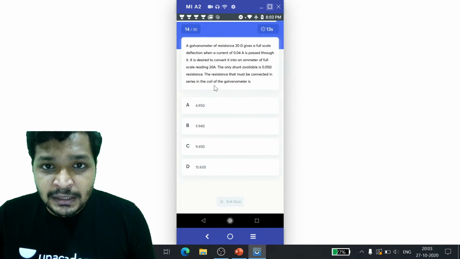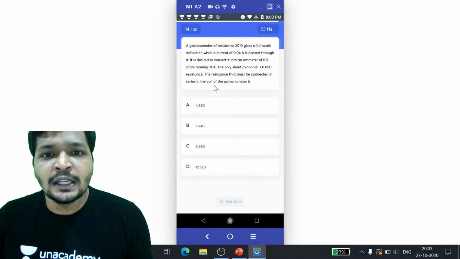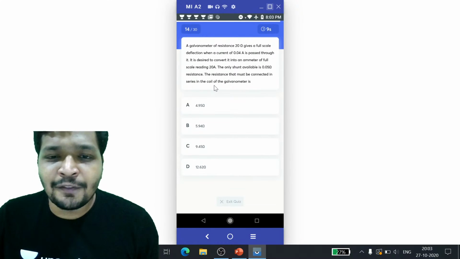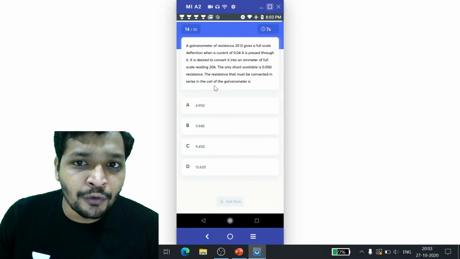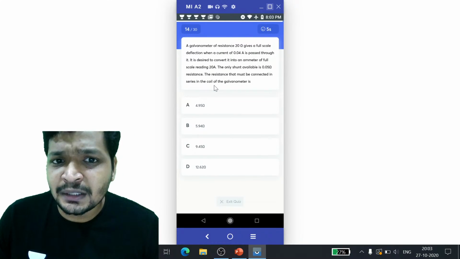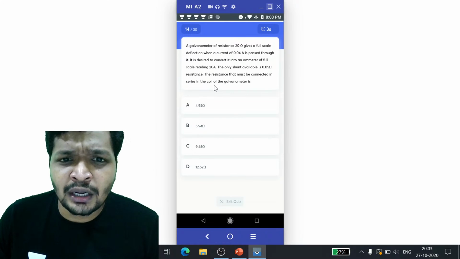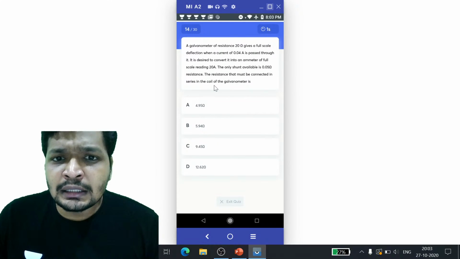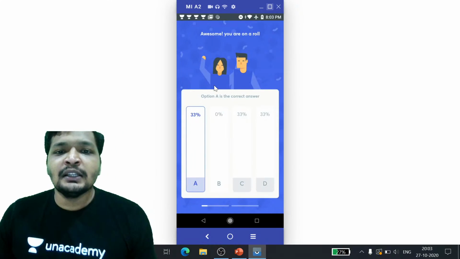Alright, again, guess we are missing out the next question. A galvanometer of resistance 20 ohms gives a full scale deflection of 0.04 amp. I think this is a previous year question, guys. This is a previous year question. It is desired to convert it into full. Then the only shunt available.